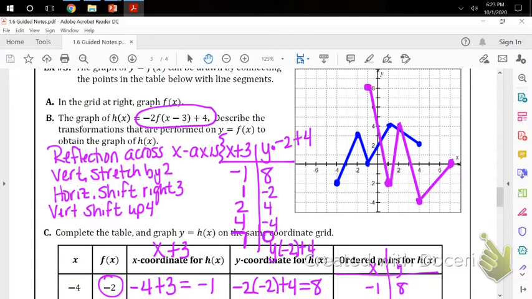All right. Once you get it graphed, you're able to check, did it reflect across the x-axis? It did flip upside down. Is it a vertical stretch by 2? It does look more narrow. Did it move to the right 3? It definitely moved to the right. And is there a vertical shift up? It did shift up. So there is our graph.